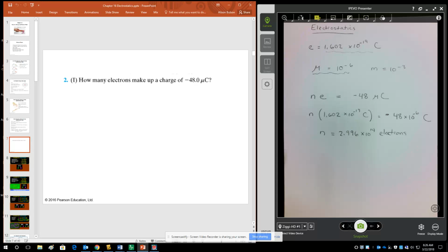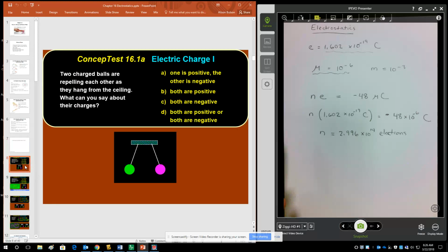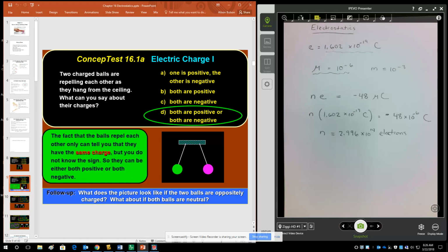All right, so moving on from my calculator problems to more physics, a conceptual question. So we see 2 charged balls repelling each other as they hang from the ceiling. All we know is that they're 2 separate objects and that they repel from each other. What can we conclude about the charges? If all we know is that they repel, all we can conclude is that they have the same sign charge. So they're either both positive or both negative. But without more information, we can't say anything else.